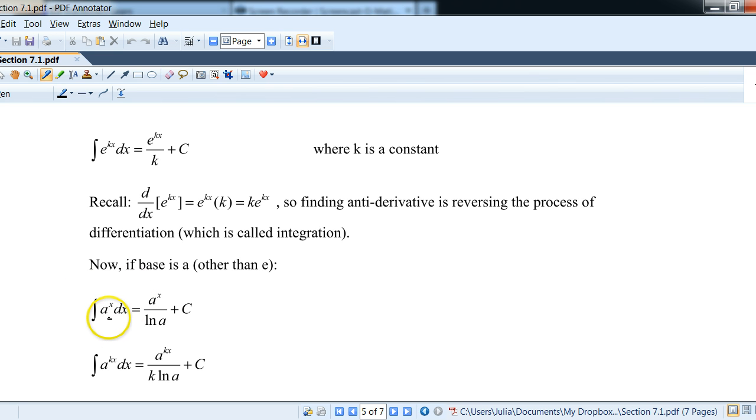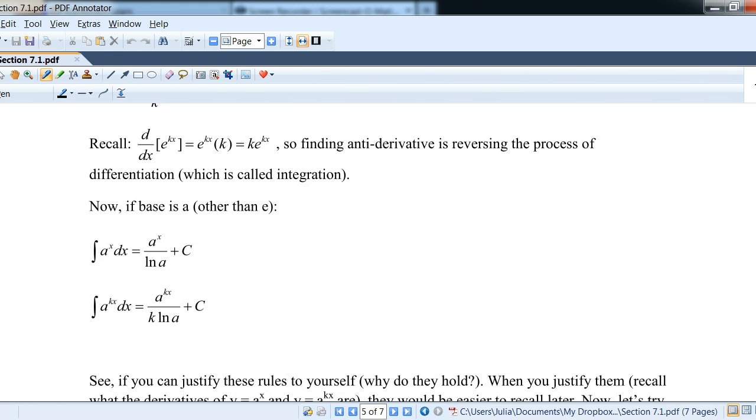But we can also integrate a to the power of x, which, if you recall, the derivative was a to the x times ln of a. So again, we just divide by ln of the base a. Or if you have the exponential a to the power of k times x, it's the same thing. If you put it together, we divide by ln of a, but we also divide by k, just like we did with e to the x earlier. This only works if you have a constant times x. If you have anything more involved, then you may need another technique, possibly u substitution if it works.